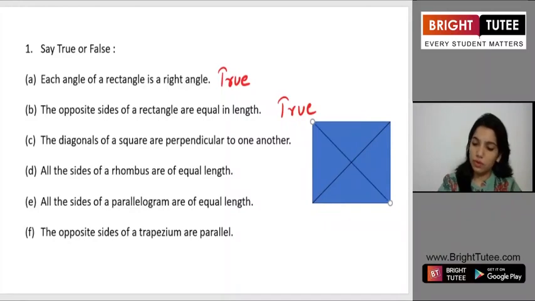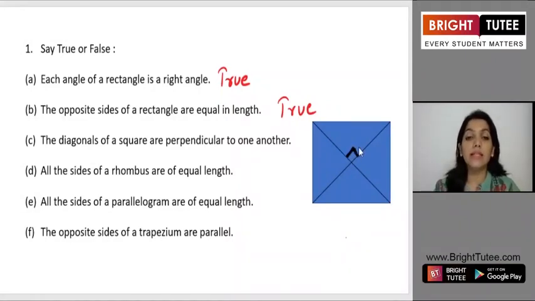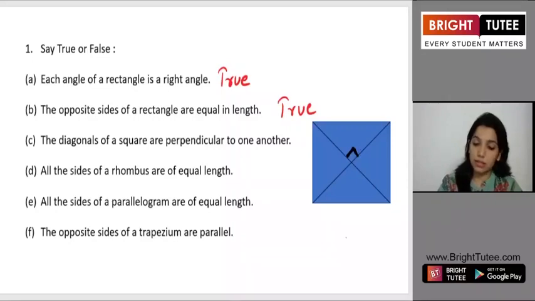Okay, so what we notice in this shape is that the diagonals of a square, when they intersect each other at the center, clearly they are making a 90 degrees angle. This is something you have to remember very clearly, that the diagonals of a square do intersect at the center, making 90 degrees angle. So again, the statement here is very much true.